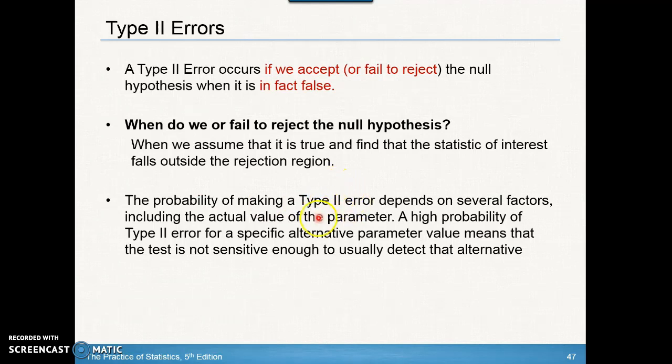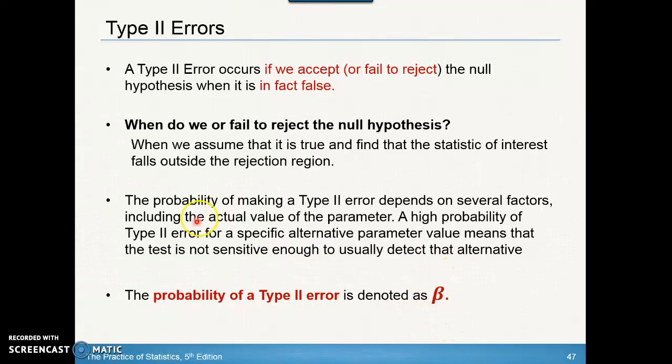The probability of a type 2 error depends on several factors, including the actual value of a parameter. A high probability of a type 2 error for a specific alternative means that the test is not sensitive enough to detect that the alternative is actually true. So the probability of a type 2 error is denoted as beta.